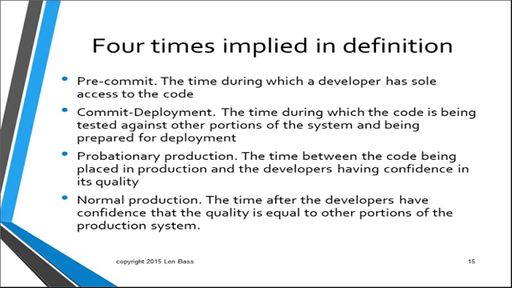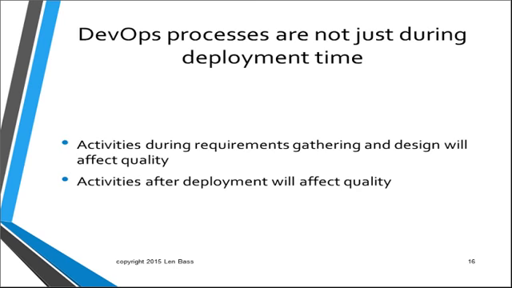And there are 4 times implied in the definition. There's the time before the code is committed. There's the time between the commit and the deployment. There's a time in which it's initially put into production. This is probationary. If you just put something new out, you would monitor it more closely. And then there's normal production. This is after you've gained some confidence that its quality is at least equal to other portions of the production system.